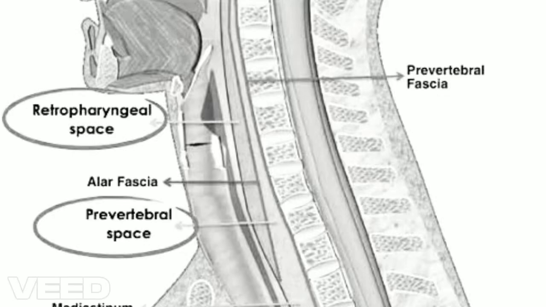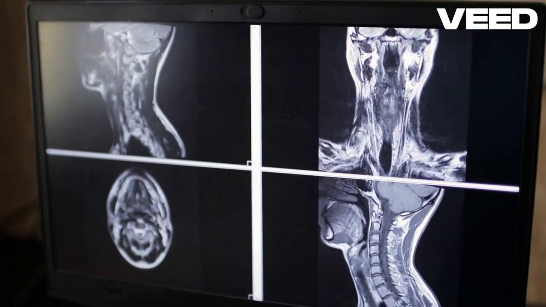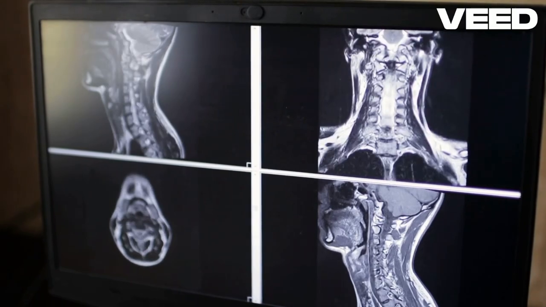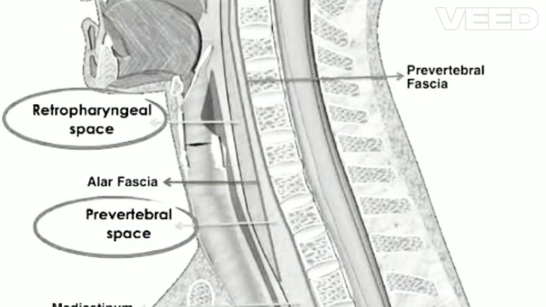The retropharyngeal space, also known as the Gillette space, is a deep neck space that plays a critical role in the spread of infections and trauma-related conditions. It extends from the base of the skull down to the superior mediastinum and is divided into two compartments by the alar fascia.